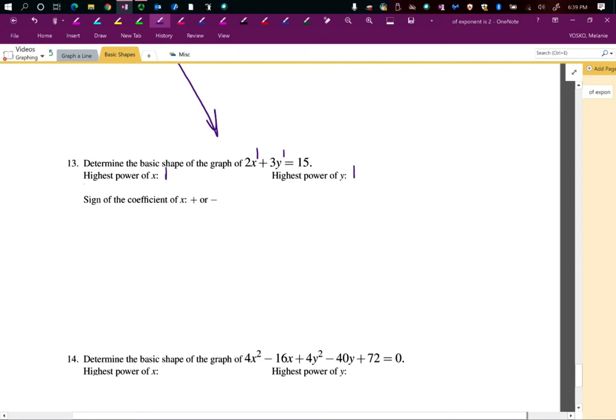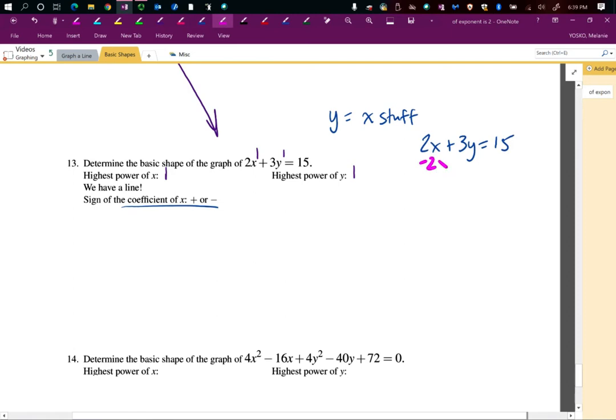X and y are both to the first power, so we have a line. Okay. We have to be careful here, though. Notice x and y are on the same side. So we need y equal x stuff, where the y is on one side and all of the x stuff and the constant is on the other side, if we're going to figure out if we have a positive or negative slope. So to do that, we have 2x plus 3y equal 15.